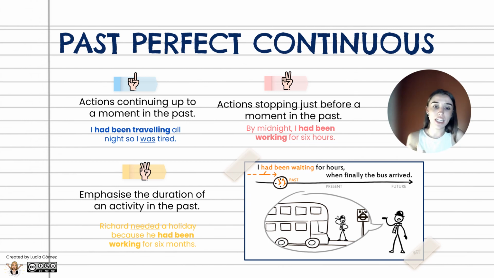Let me illustrate it by means of this example. I had been waiting for hours. Había estado esperando durante horas when finally the bus arrived. In the past simple. Es decir, yo había estado esperando durante horas, un énfasis en la duración, cuando de repente el bus llegó. Primero había estado esperando y después el bus llegó. En vez de ser una acción simplemente simple y ya está, anterior al pasado, es una acción que había estado en progreso. Yo me imagino a esa persona haciendo eso antes de que el autobús llegase.